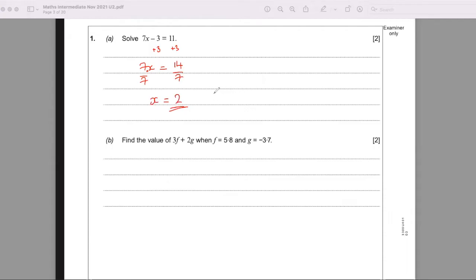You can actually substitute it back just to check your answer. So 7 times 2 is 14. 14 take away 3 equals 11. So you know you've done it correctly.